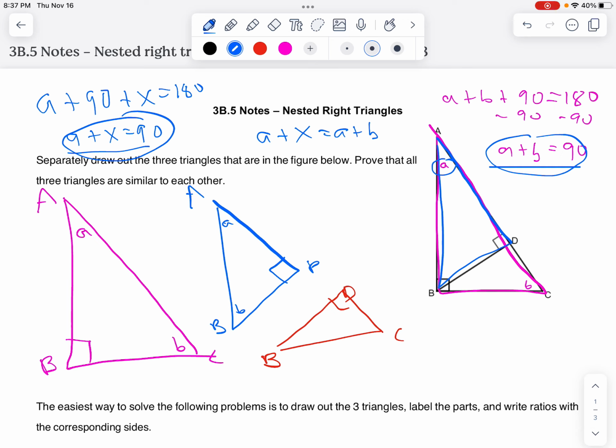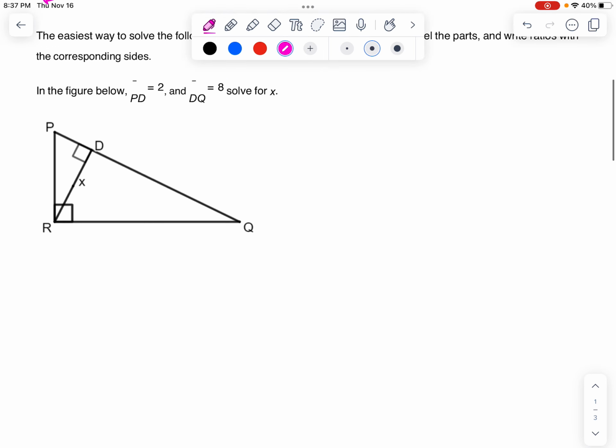All right, what about this triangle right here? Well, this triangle in purple, we've got little angle b, and this is 90. And for the same reason, this has to be a, because a plus b add up to 90. So we have a, b, 90 here, a, b, 90 there. So all three triangles are similar. So because of that, we can do some nifty stuff. Let's take a look at what we can do.